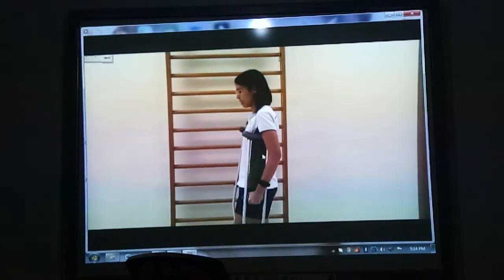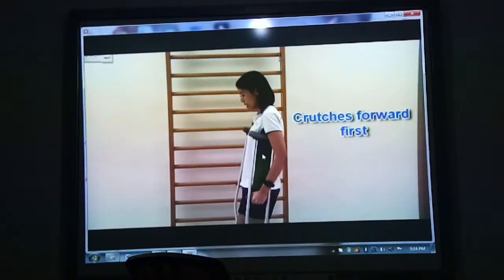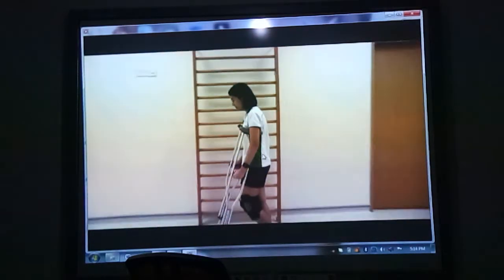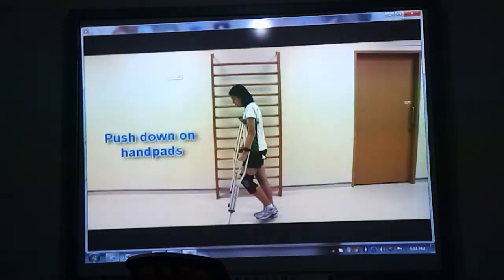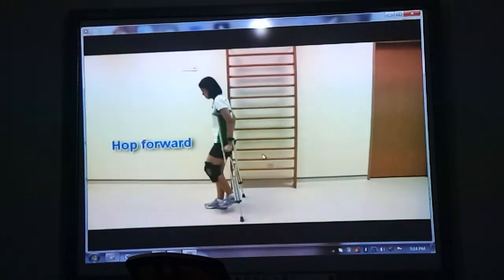To start walking, place your crutch one arm length forward, push down on the hand pad and tilt forward.